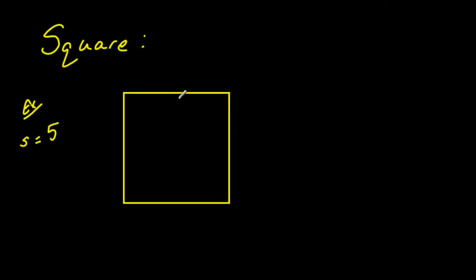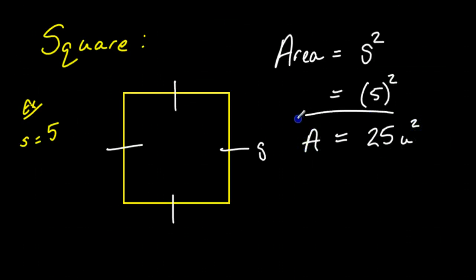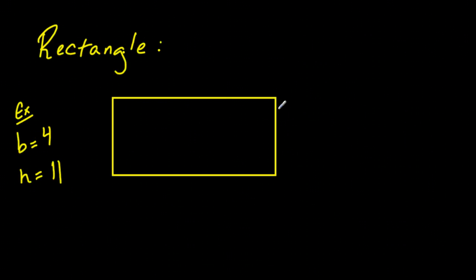All right, a square. A square has 4 congruent sides, and we'll label the side just S. Now, the formula for area of a square is just going to be S squared. Length times width is what a lot of people say, but if it's S times S, it's just going to be S squared. Now, in this one, S is 5, so it's going to be 5 squared. 5 squared is 25. We don't know if it's inches, feet, or something like that, so we're just going to say 25 units. We'll abbreviate U squared. Area is 25 units squared on this one.